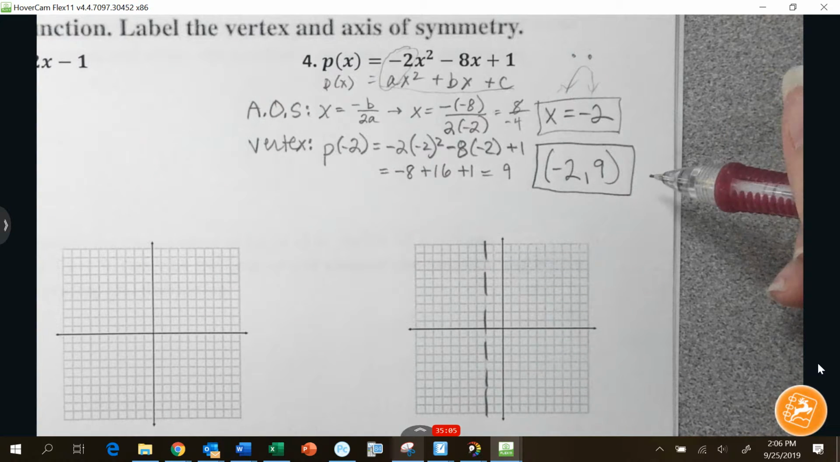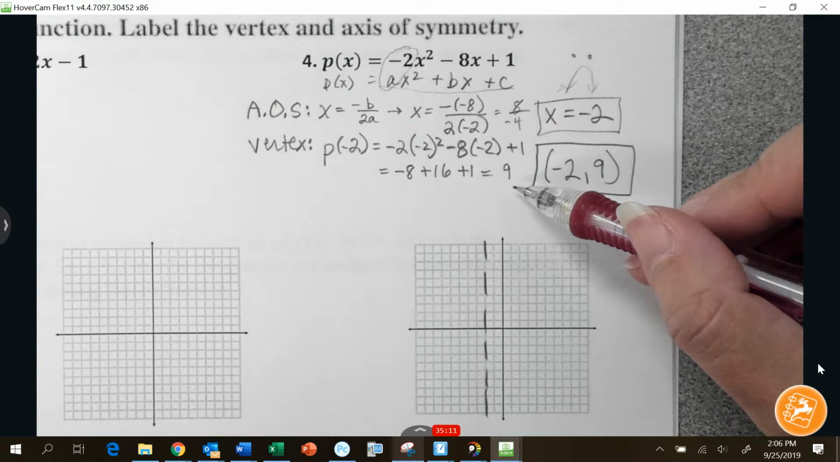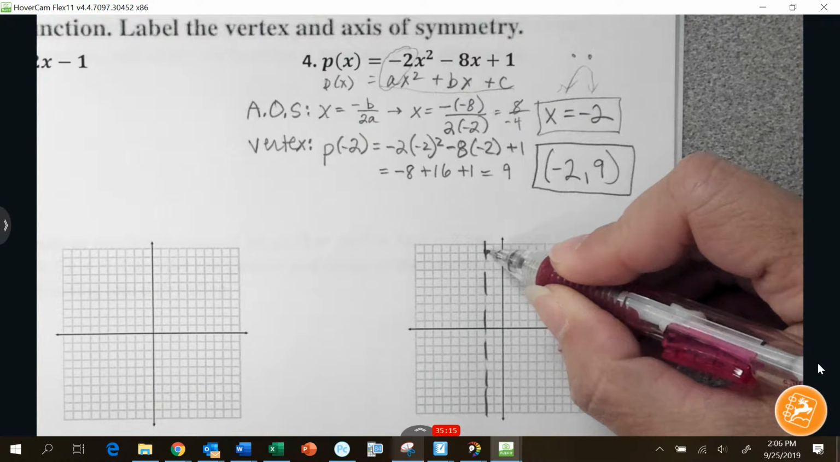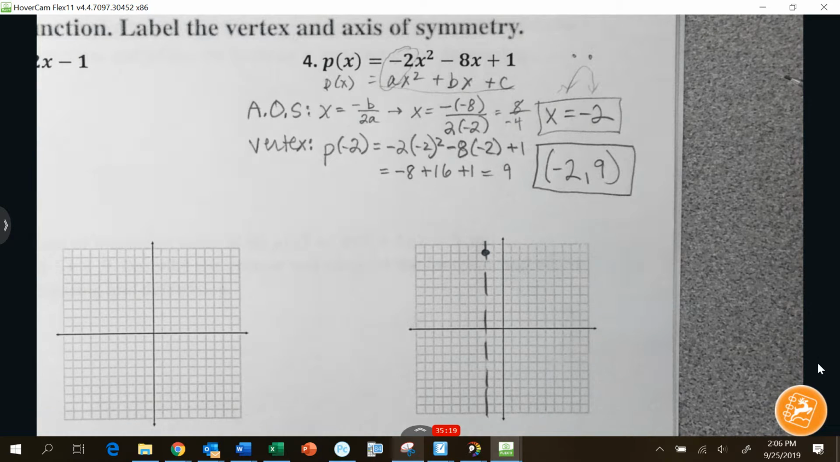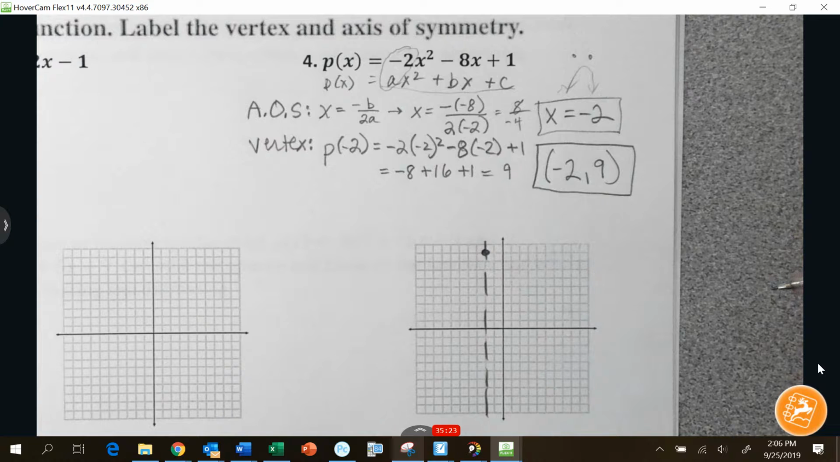So after I plug in negative 2 and I simplify it and I do some quick arithmetic, I get 9. So negative 2, 9 is the vertex. Negative 2, 9 is the vertex.